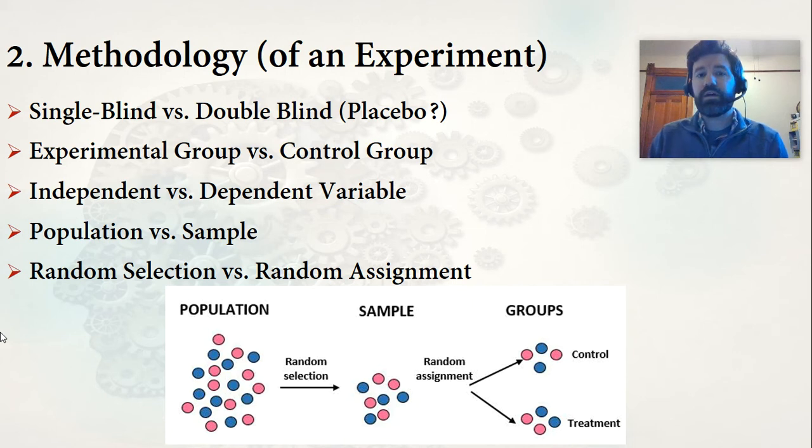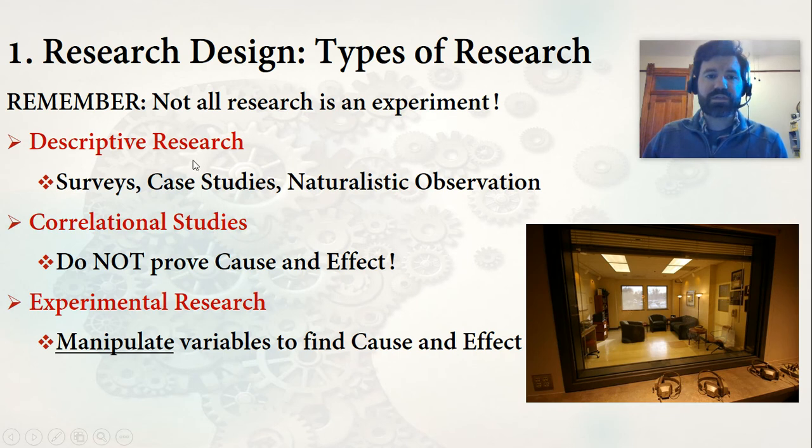A random selection is making sure that anyone in the population has an equal shot of being part of that sample. Now for random assignment, highlight that word, underline it, circle it, put a star next to it. Random assignment is a big red flag that what we're talking about is an experiment. You would not have random assignment for descriptive research, right? If I back it up here, random assignment does not apply to descriptive research. It does not apply to correlational studies. Random assignment only applies to experiments.